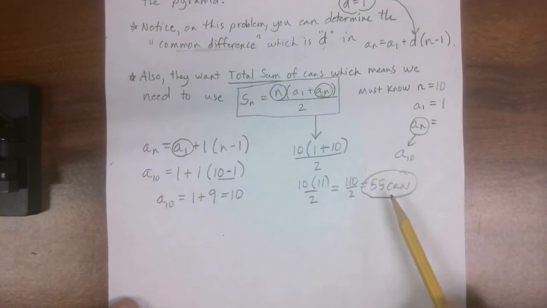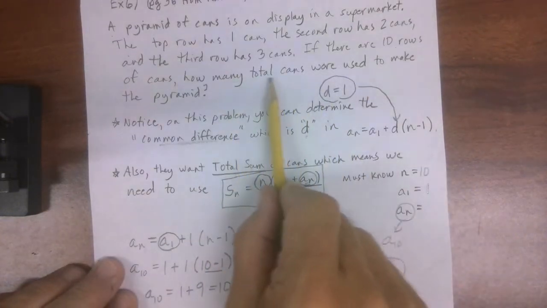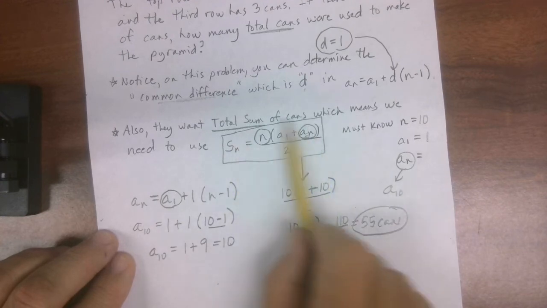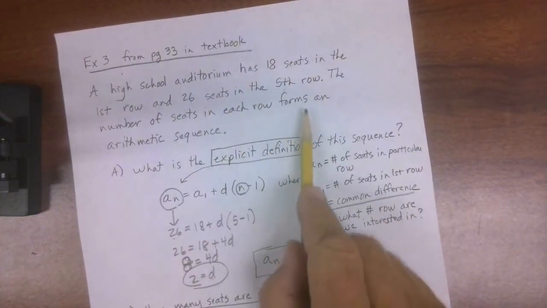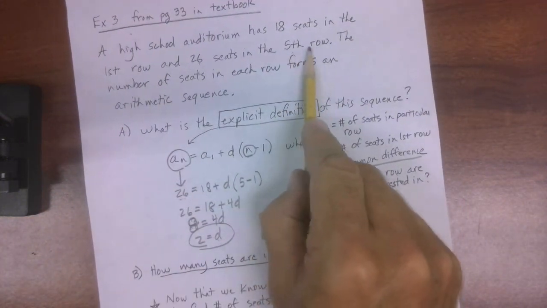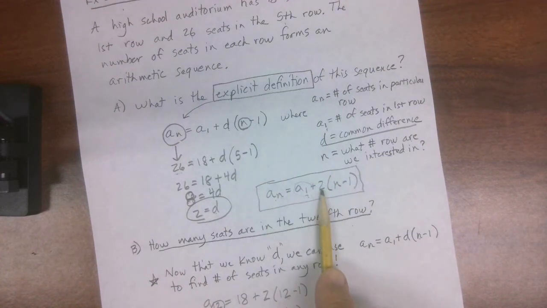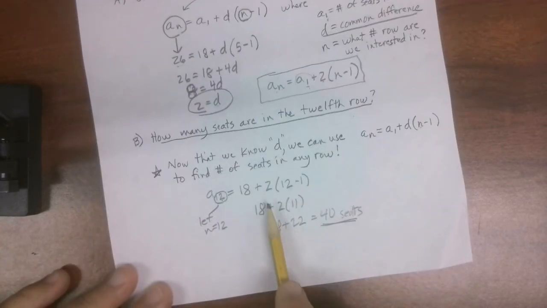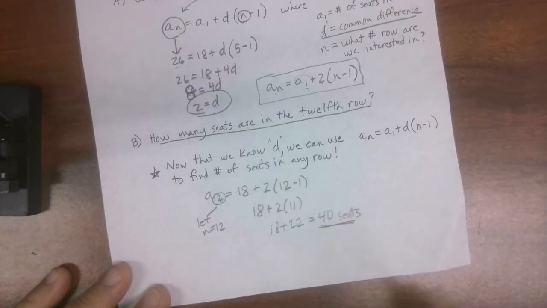Remember the difference. This problem wanted total cans in the whole pyramid. That's why we had to use the sum of every single row. On the other problem, they only wanted information about a particular row, the 12th row. That's why we had to come up with the formula by finding D, and then we use the formula plugging in the necessary information. These are similar but different. All right, now I'm going to hit you with a couple more sample problems if that's still a little rusty, but keep those ideas that I've been emphasizing clear in your mind. All right, guys.